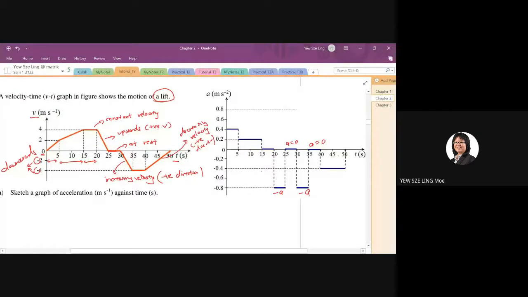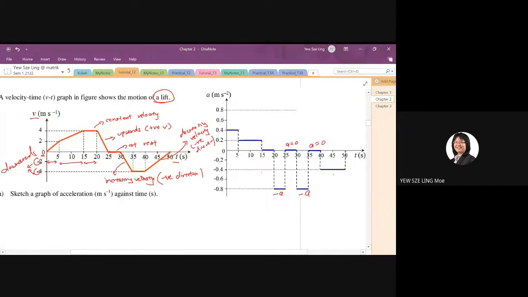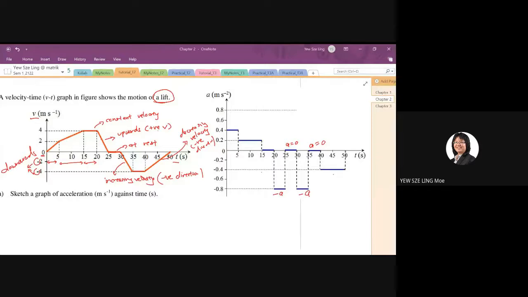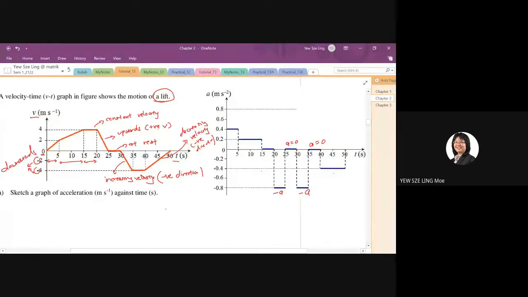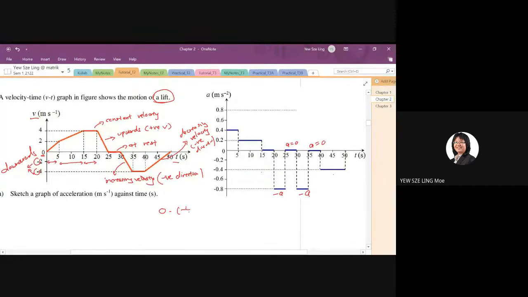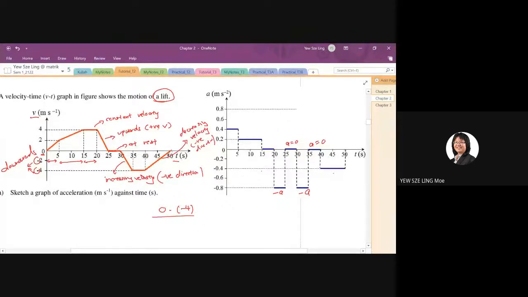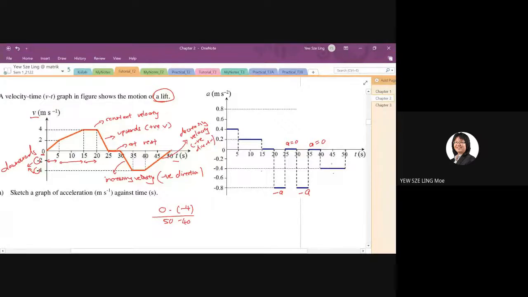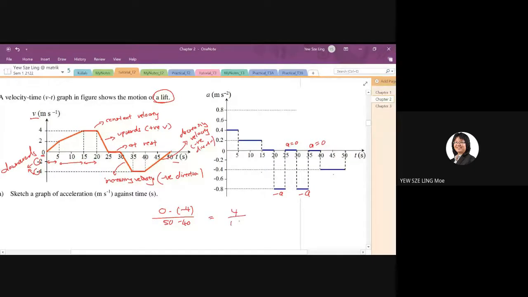Therefore, you have a negative A. Wait, negative A. Yeah, negative A now. Okay, decreasing. Wait, yeah, let me see. I think something is wrong in the calculations. So you have a 0 minus negative 4 divided by 50 minus 40. Now, the last one should be positive because it's 4 over 10.